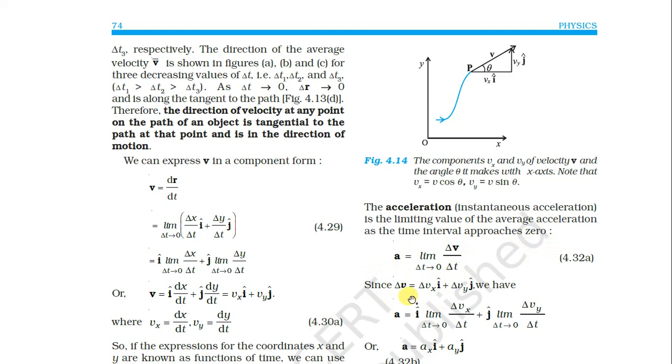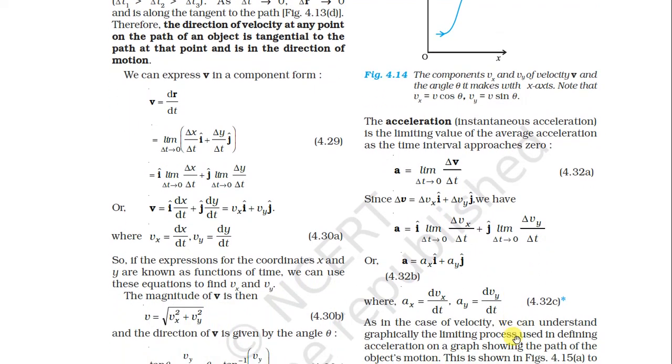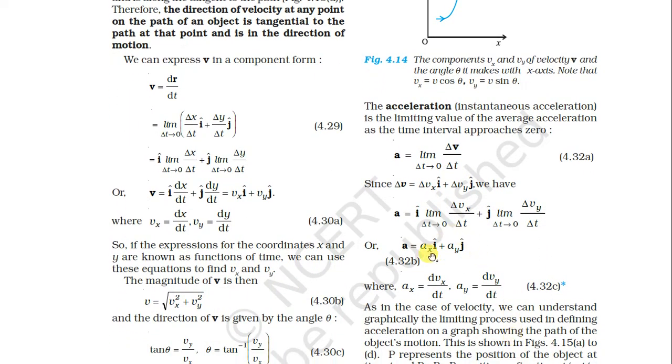Since delta v is equal to delta vx i cap plus delta vy j cap, we take the limit as delta t tends to 0. So i times the limit of delta vx by delta t plus j times the limit of delta vy by delta t is equal to ax i cap plus ay j cap, taking the limit as delta t tends to 0.